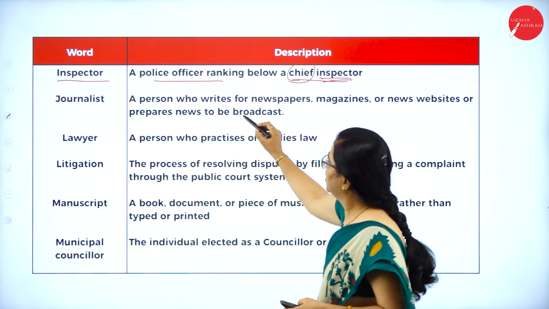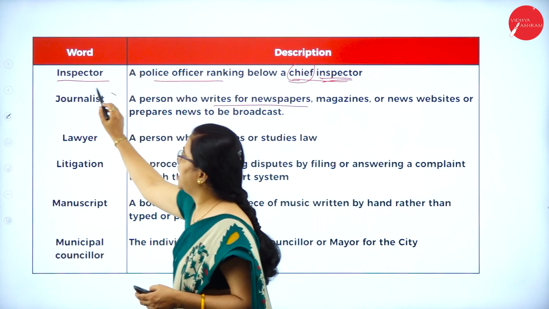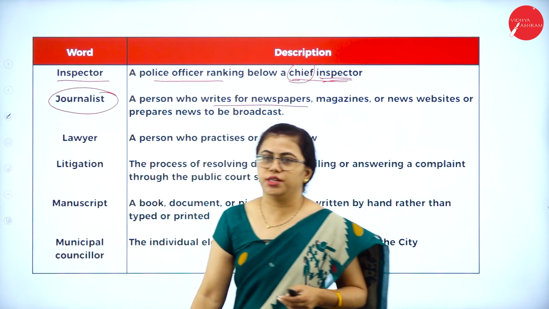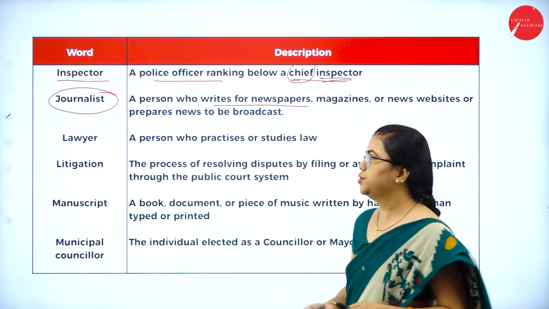Then a person who writes for the newspapers is called a journalist. Fine, a journalist, a person who writes for the newspaper and all.